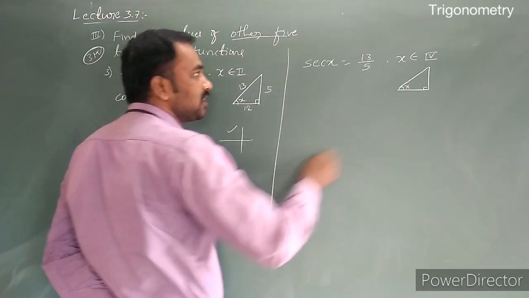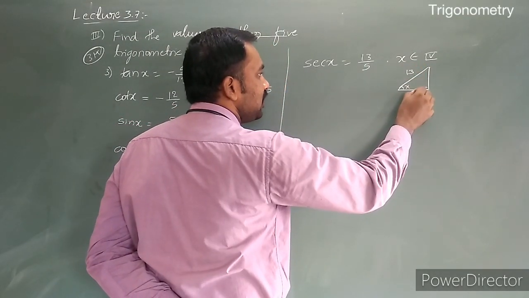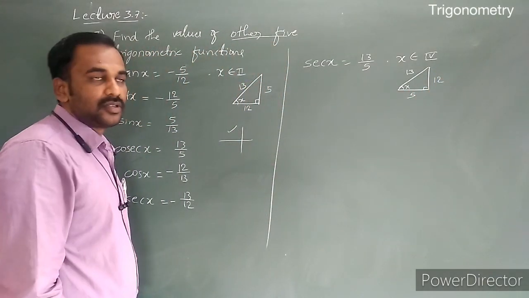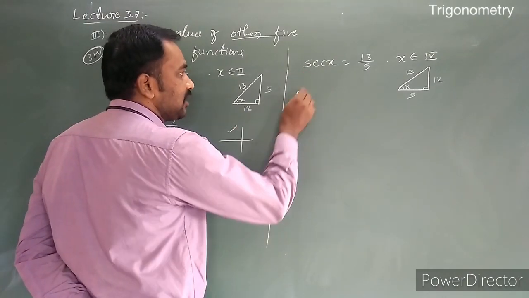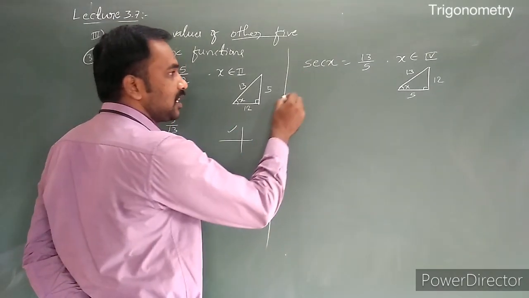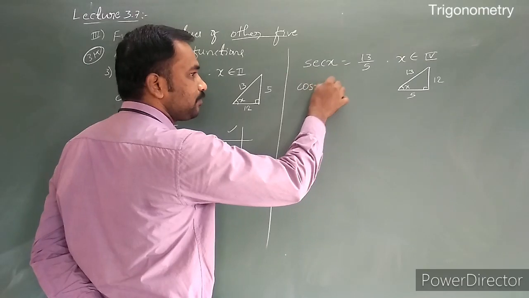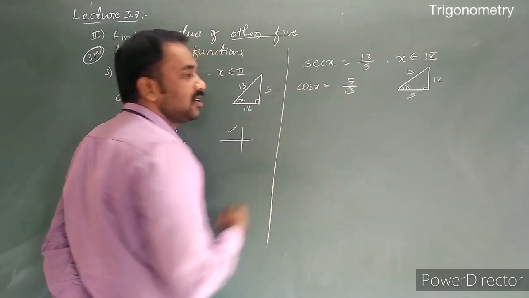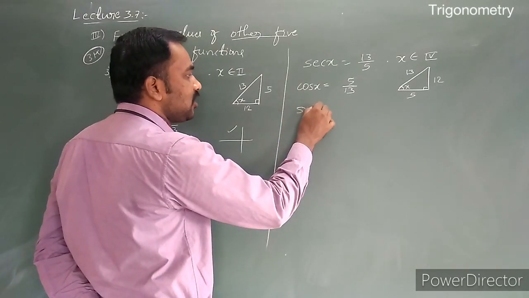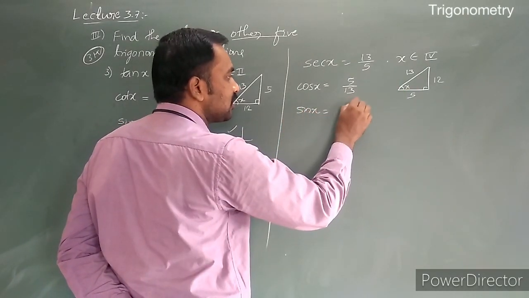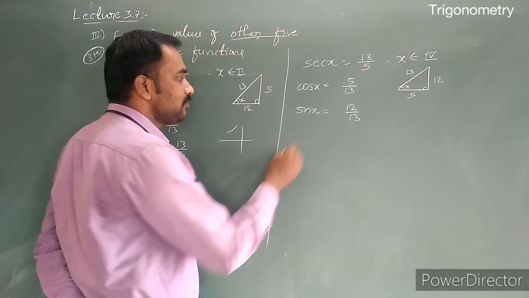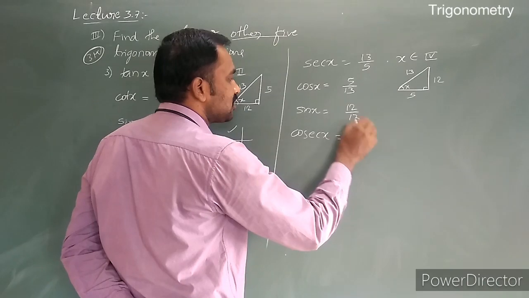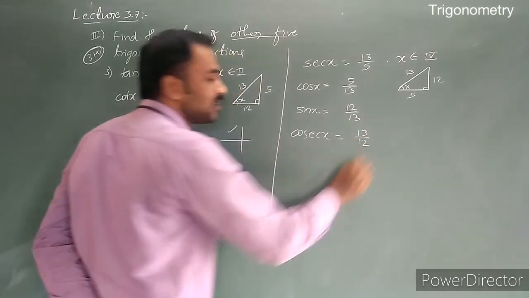Sec is nothing but hypotenuse divided by adjacent. Sec is given. The remaining 5 ratios we have to find. First write the cos value. Cos x is equal to the reciprocal of this, 5 by 13. Next, sine of x is opposite 12 divided by hypotenuse 13. After getting the sine, cosec of x is the reciprocal of sine, 13 divided by 12.